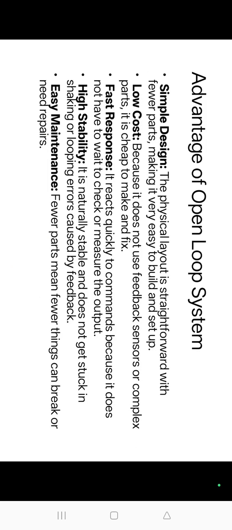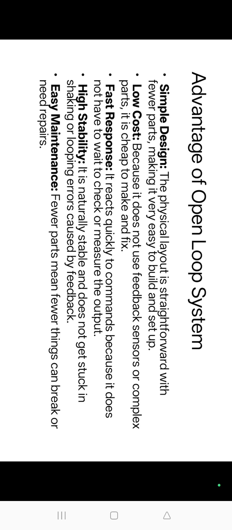The advantages of open loop control system: simple design. The physical layout is straightforward with fewer parts, which makes it very easy to build and set up. Low cost because it does not use feedback sensors or complex parts. It is cheap to make and fix.